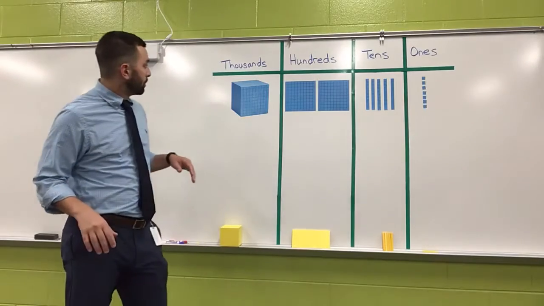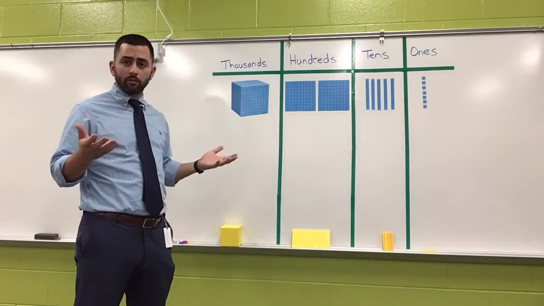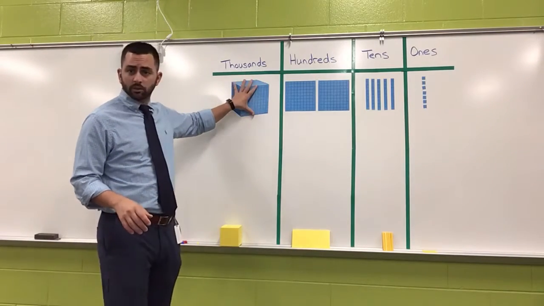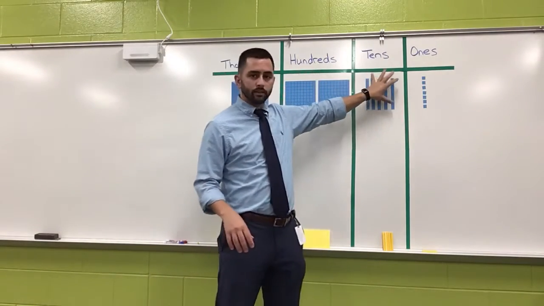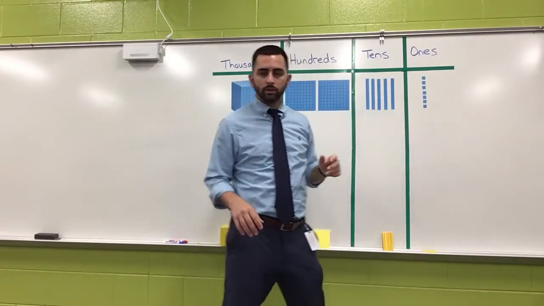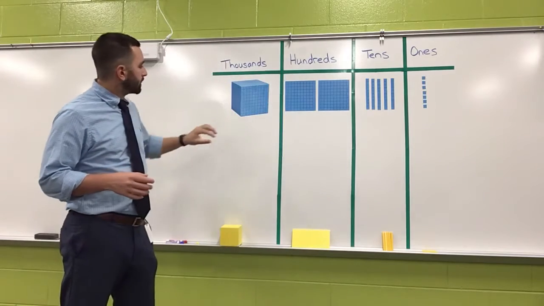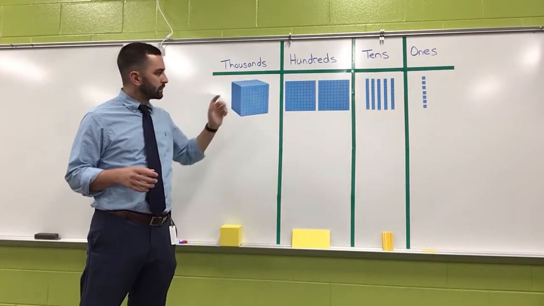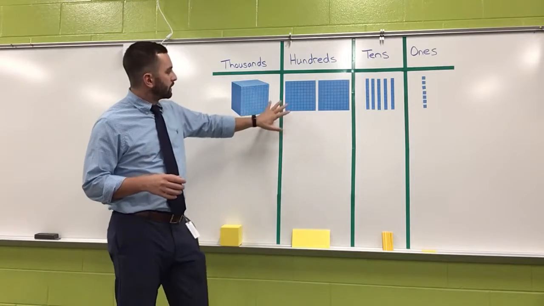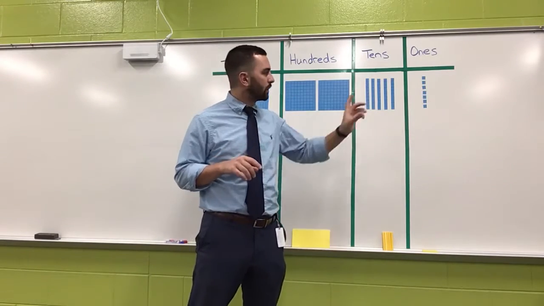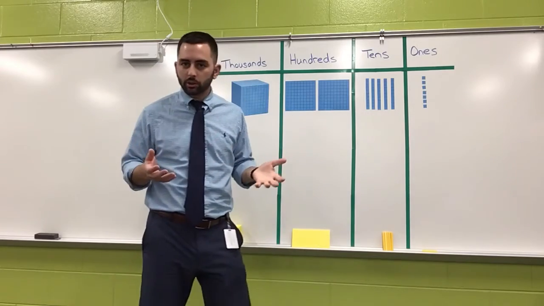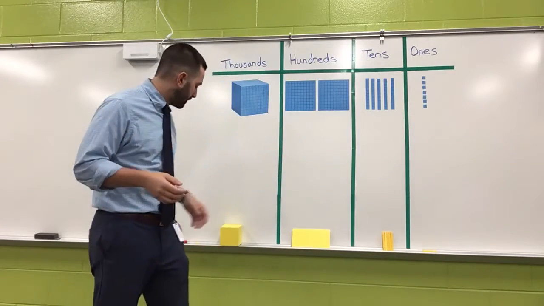So as you can see on my board, I have it set up by my different place values. We start with our thousands, which are the biggest, and then we move into our hundreds, our tens, and our smallest, which is our ones. As you notice, the thousands look a lot bigger than some of the other ones. The hundreds, a little smaller, the tens, a little bit smaller, and the ones the smallest. So we're just going to go through each one and see how many of each that we have.